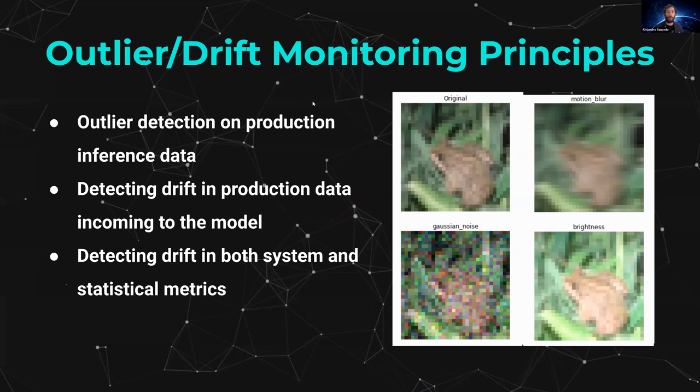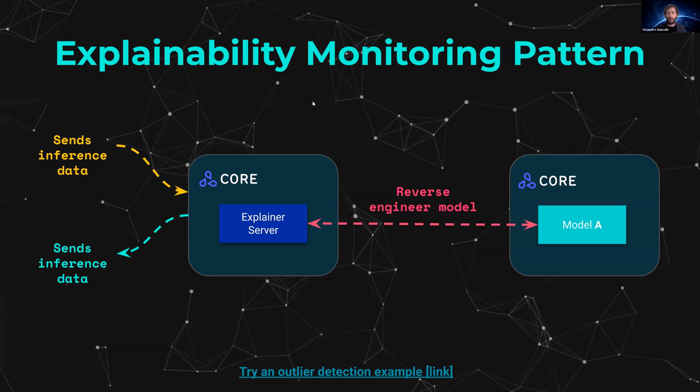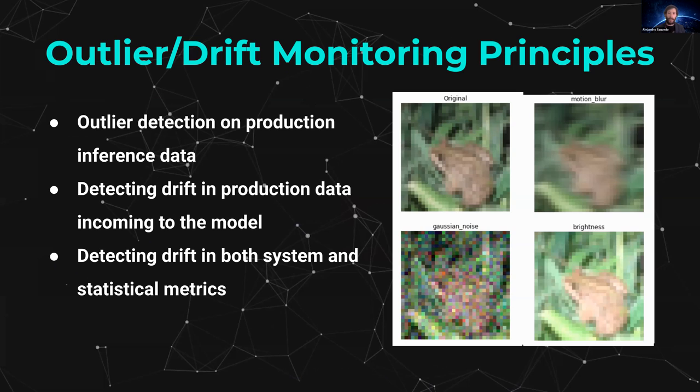And just for the last remaining 3 to 5 minutes, I'm going to cover the last few components, which is the outlier and drift monitoring principles. This is basically being able to detect anomalies or being able to detect drift in data.